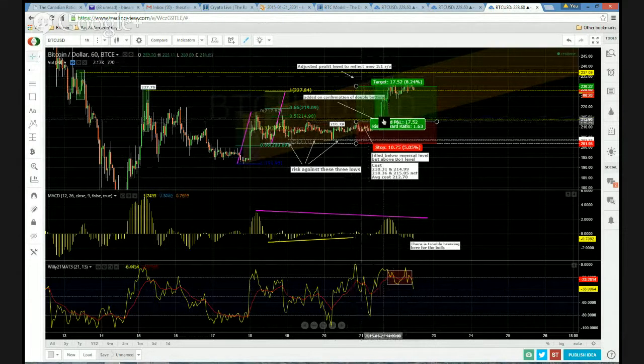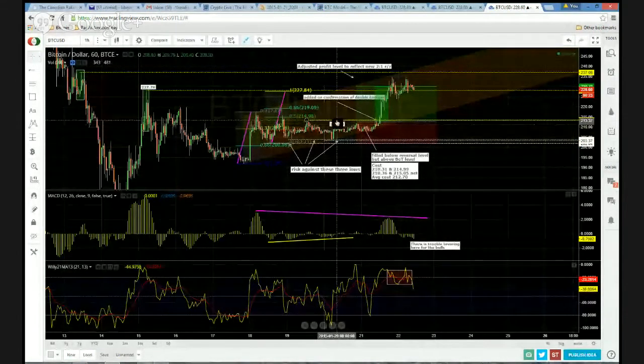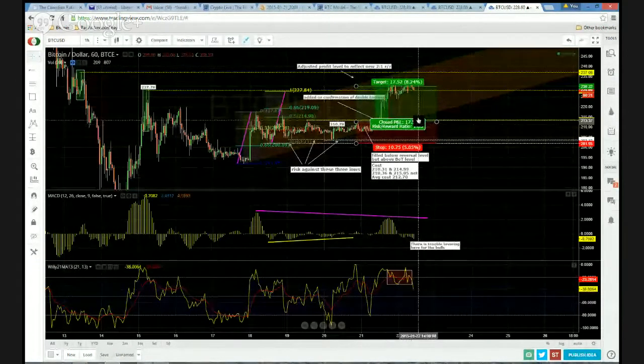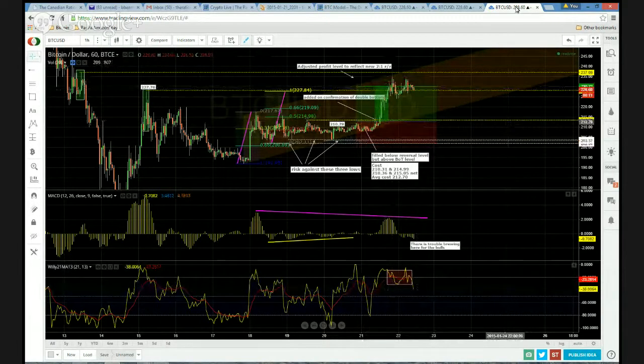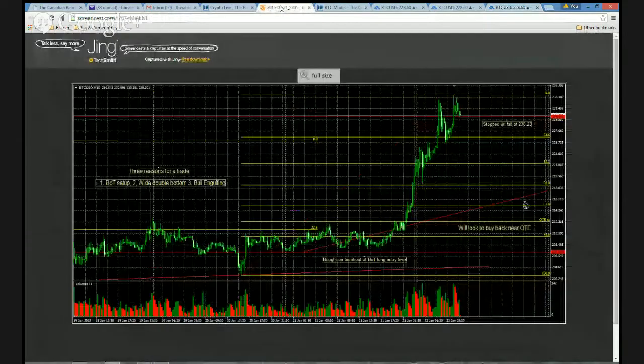Even with the add that I did on the breakout here, we're still sitting on about a 1.65, 1.7 risk reward ratio. Why not just book the profit? Right? I mean, the trading plan worked, everything was fine, so that's basically what I did. And that was this image here.